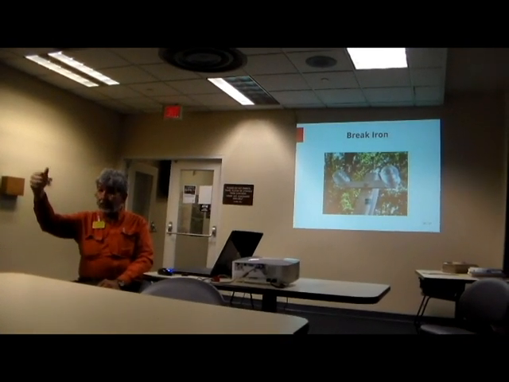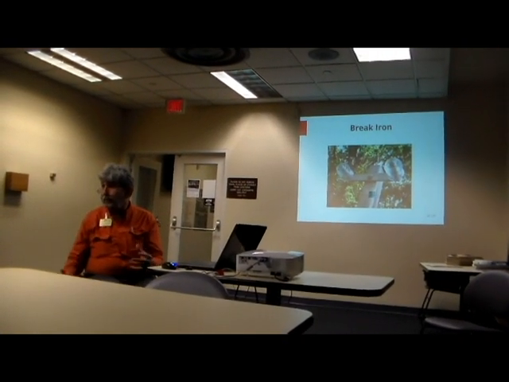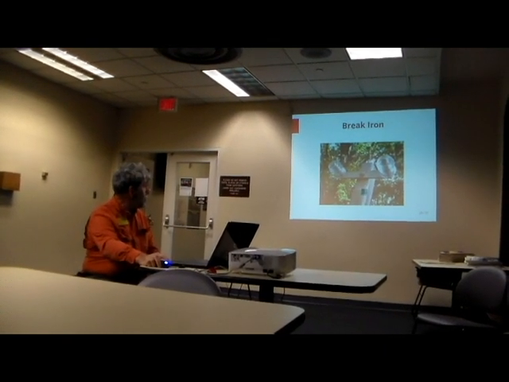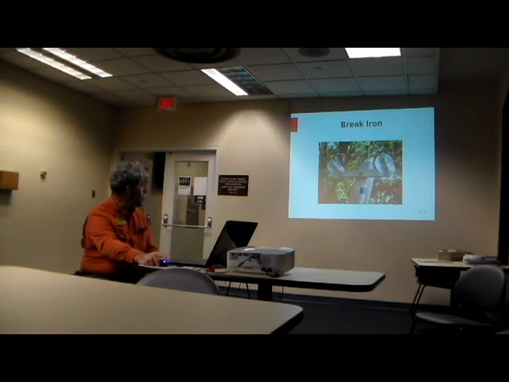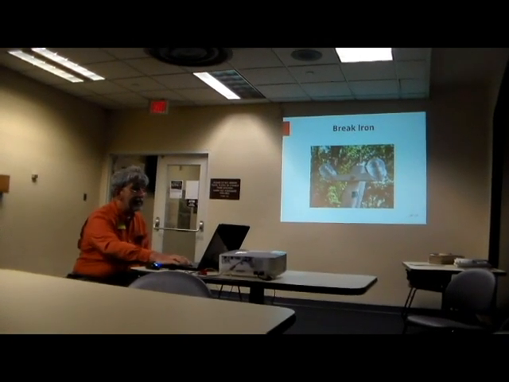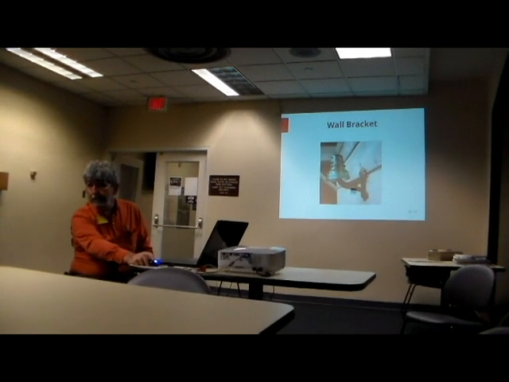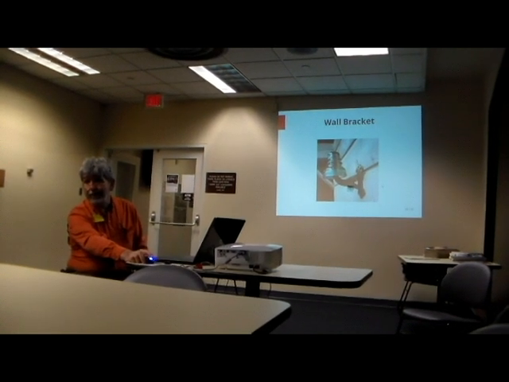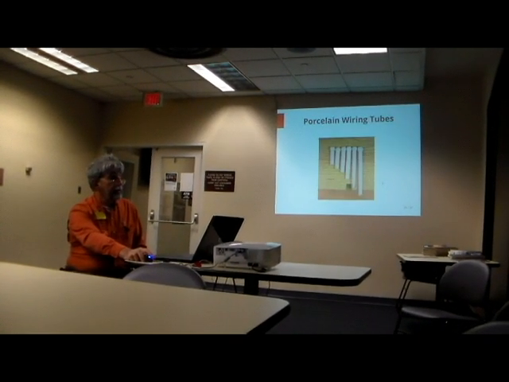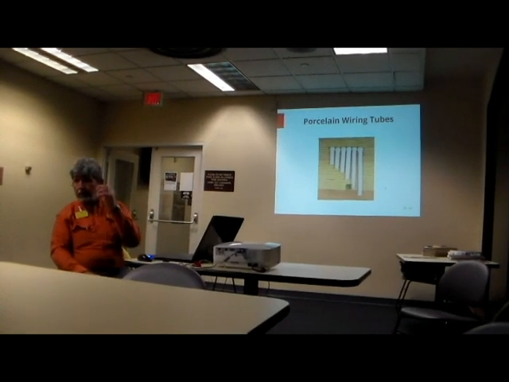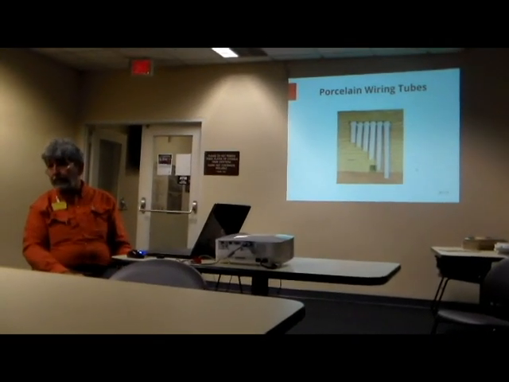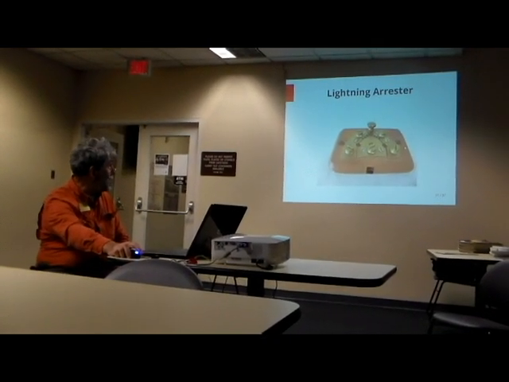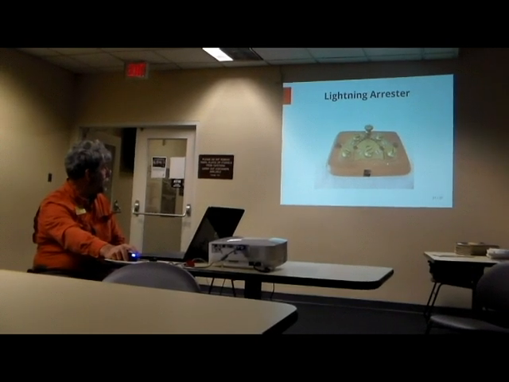You nailed a piece of wood to the side that had the threads on it to receive the insulator and kept it simple. But wherever you had a station, you had to have a break iron, and the drop wires ended up at a wall bracket on the station wall, always two of them, but this was the nicest picture of them I could find. And then from there, they went into a porcelain or hardened rubber tube to go through the wall into the office, okay?